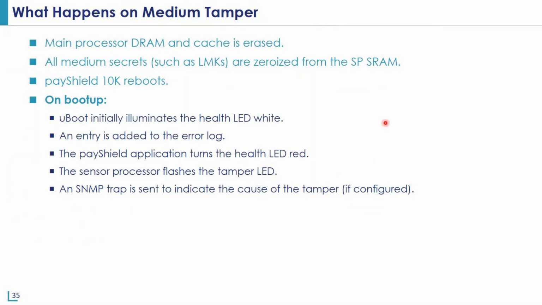I'll show you those LEDs as well. If you have configured an SNMP trap server, then a trap will be sent to indicate that a temper event has been triggered. So the SNMP trap is only sent if you have configured it.